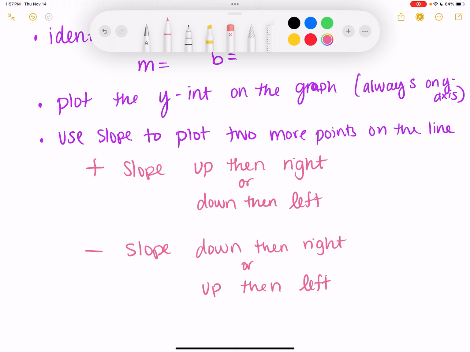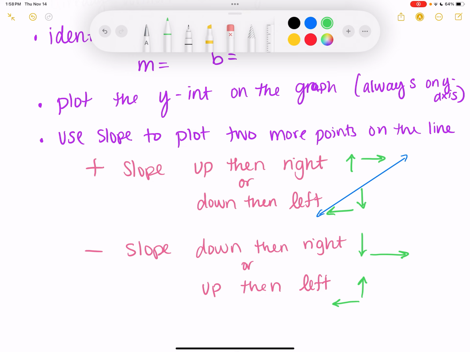Okay. So this one would be, let's do this. So this first one would be up and then this way, or we can go down and this way. And what you'll notice is, by the way I've drawn this, this would give me a positive slope as my end result. Okay, if you need that visual, this would give me a positive sloped line. This other one, down first, then to the right, or up and to the left.